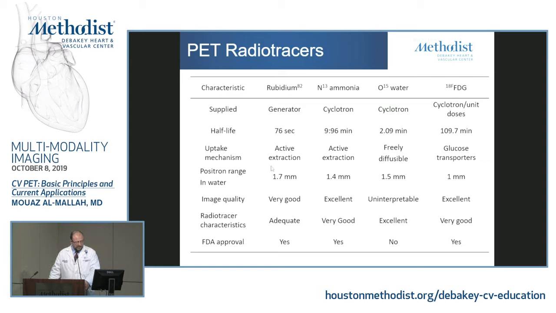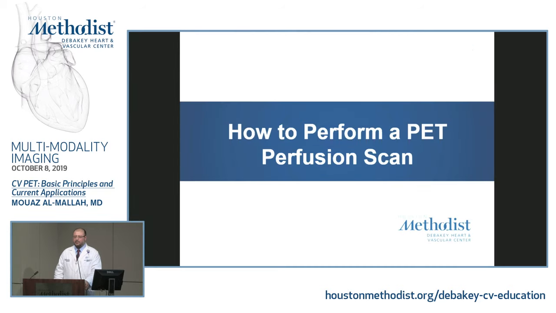And then the positron range varies. It depends on what you are looking for, whether it's in air or in water. Here I'm showing you air data. The image quality is very good, but much better with ammonia and F-18 agents. Data for flow is similar, at least in terms of diagnostic and prognostic value. And finally, for FDA approval, the only two that are FDA approved right now are rubidium and N-13. Any question?